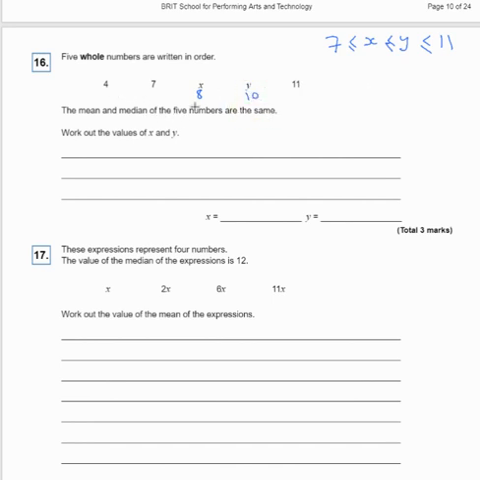Okay, so what we end up having is the mean is going to be 4 plus 7 plus 8 plus 10 plus 11. So what is that? 4 plus 7 is 11, plus 8 is 19, plus 10 is 29, plus 11 is 40, divided by 5. That gives you 8. Oh, ha! Got it on the first try.